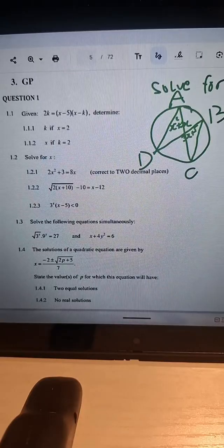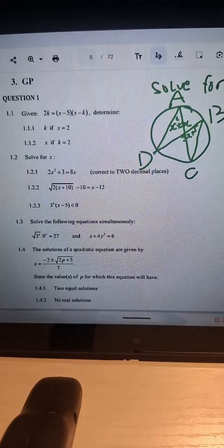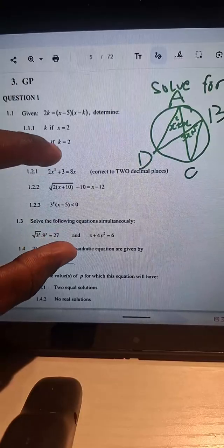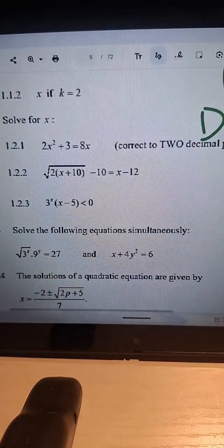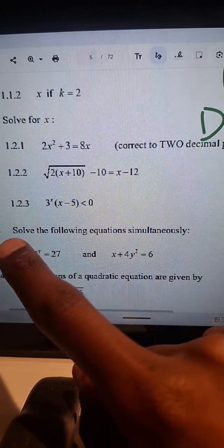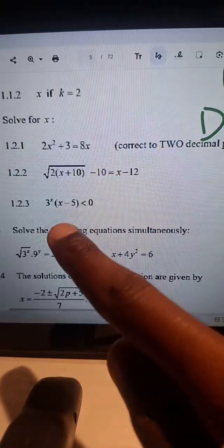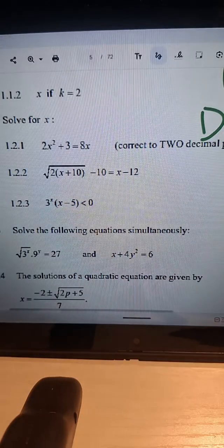2x squared, solve for x. You see now, from this, they move to solve for x, correct to 2 decimal places. Then it's a third equation. Then look, 1.2.3, an inequality. Here you are looking at an exponential function. Here you are talking about a linear function.